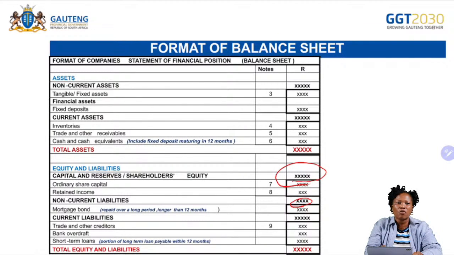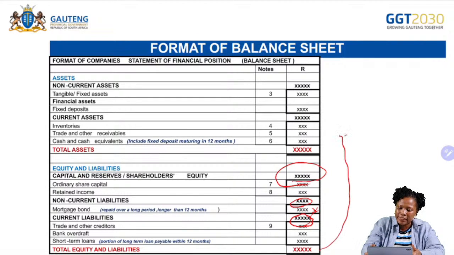We don't normally allocate marks to that total because it is the same as the amount that will be given to you here, or the amount that you would have calculated also. Then you'll go down through your structure and take what again? Your current liabilities. Then you will combine everything. Once all this information is combined, you get your total equity and liabilities. And your total equity and liabilities is the same as your total assets.